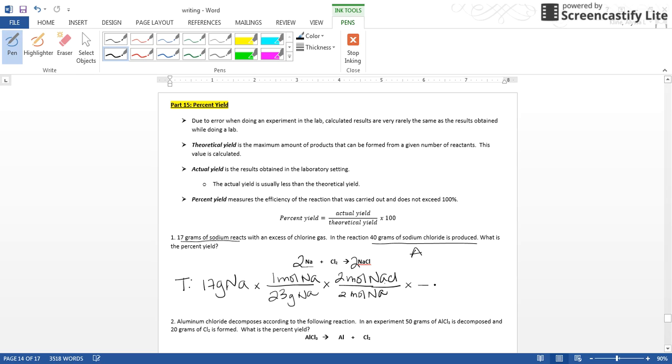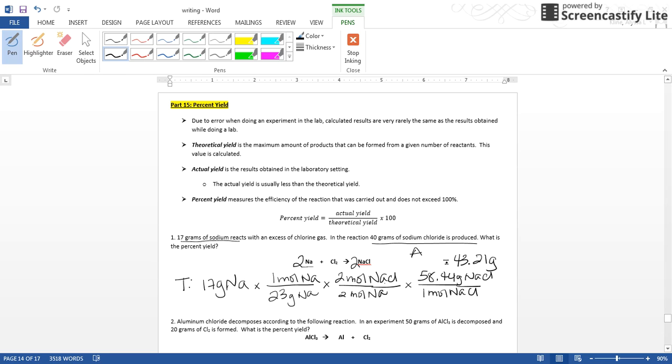Then use the molar mass in this last step. So 1 mole of NaCl has, adding up 1 sodium and 1 chlorine, about 58.44 grams. Okay, that is going to take us to our theoretical value. I'm just going to write it up here to save a little bit of space. So go ahead and calculate that out. You should get around 43.21 grams.